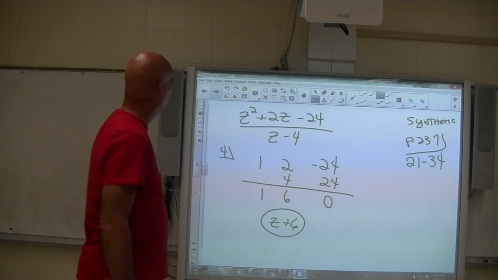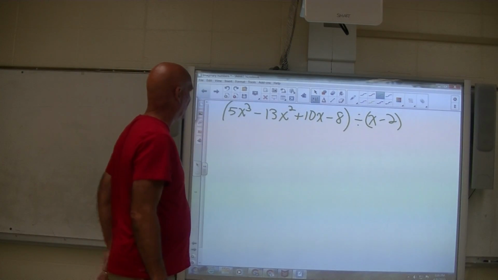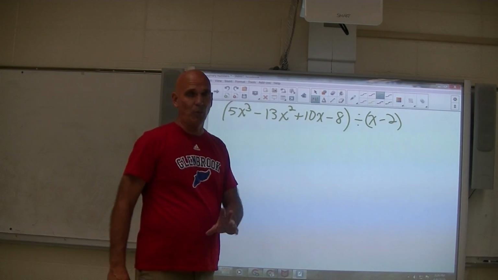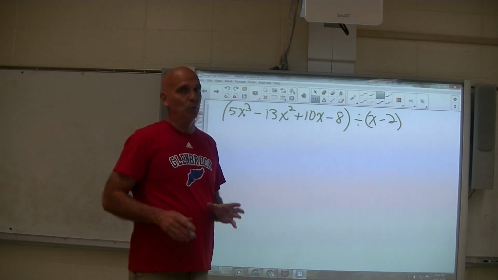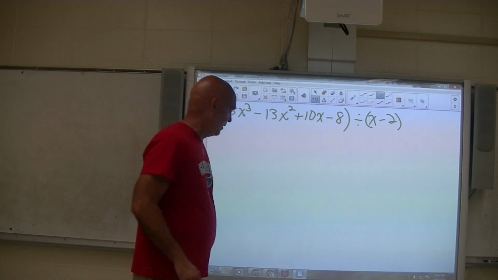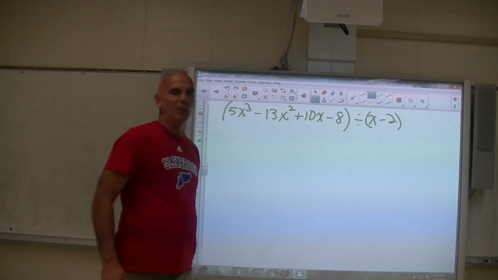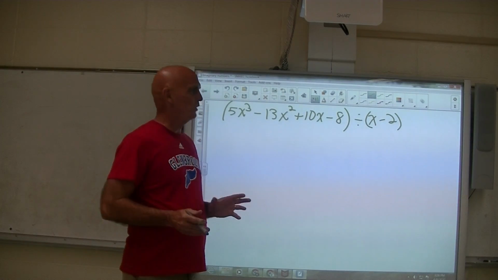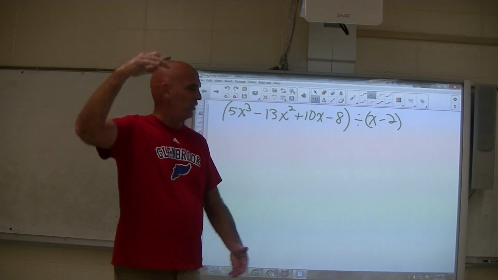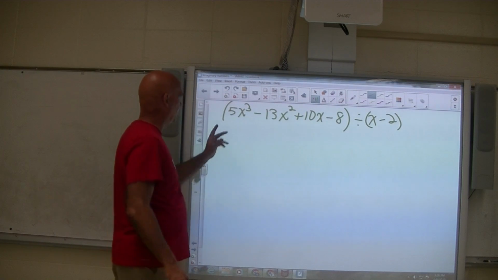All right, let me go through it again with this other one because I know that was kind of fast on that one. And these are the same problems, by the way, that I did as examples last time. So we should get the same exact answers. The difference is it's going to be a little bit faster than doing the long division with all the brackets and all that other stuff, okay? Let me show you again.